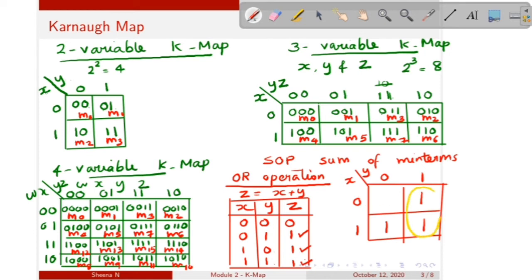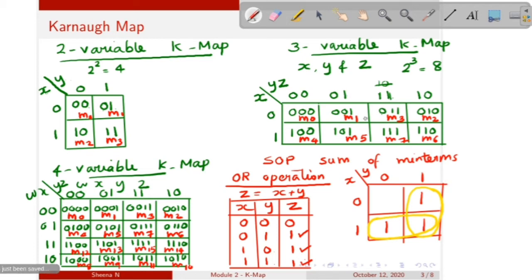Pair these 2. Okay, so these 2 cells are adjacent, so we can pair these 2 ones. Okay, so we get 2 pairs. The next is, when you pair 2 cells, actually one variable is cancelled. How it happens? See this.